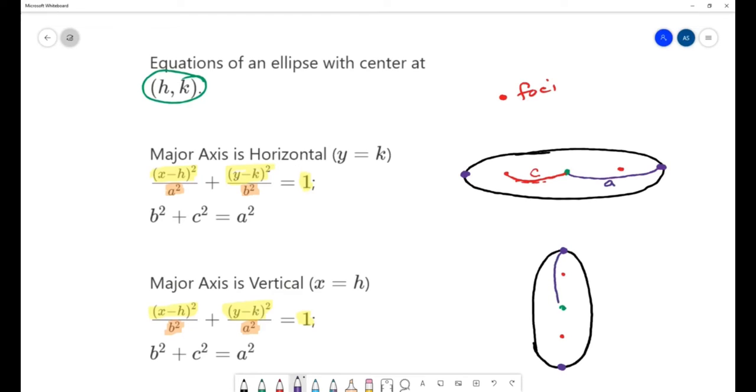So you can see here that when you're vertically oriented, your A is along the longer part. And that's how we're going to tell what A is. A is longest. Because A is the distance between the center and the vertex, it's going to be the longest. So A is the longest.